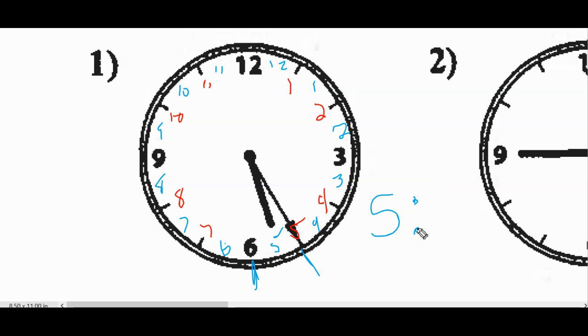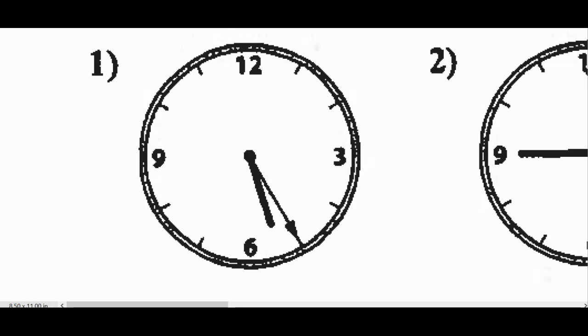And then my minute hand is pointing to the five exactly, right? Okay, count by fives. 5, 10, 15, 20, 25. So what time is it on this chart? 5:25. Okay? So 5:25, correct?